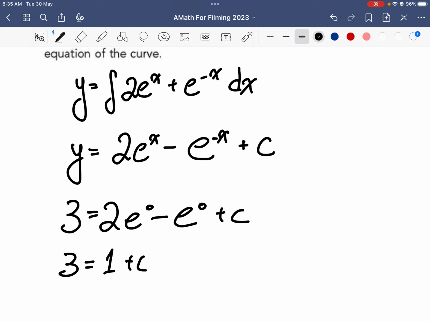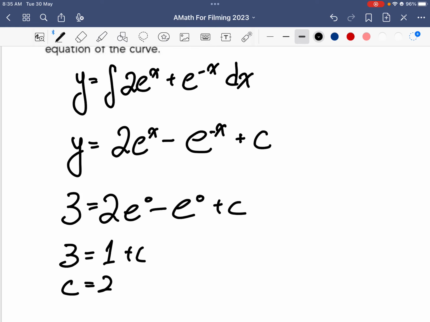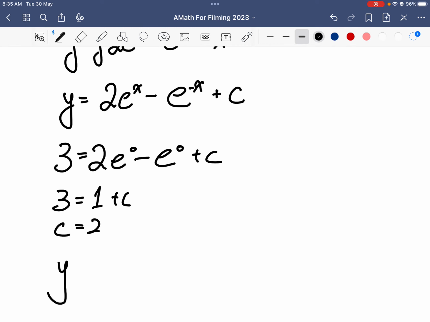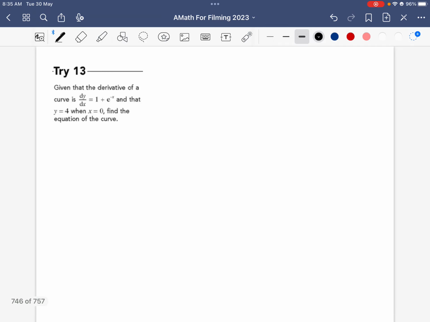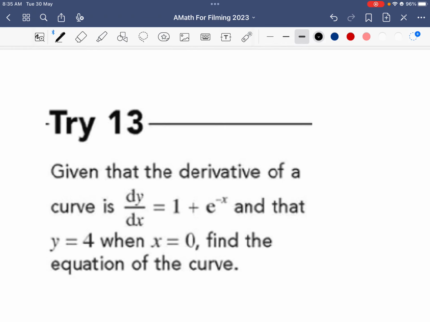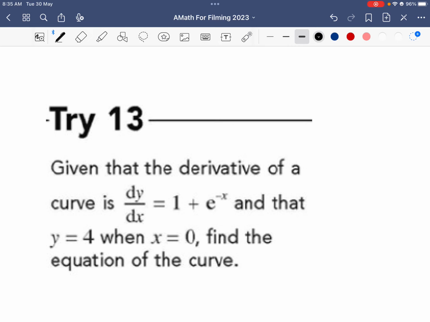So 2, 3 equals 2 minus 1 is 1 plus c. So my c value equals 2. Hence, my equation of my curve is this. Okay, and that concludes example 13. Now, we are done with exponential.